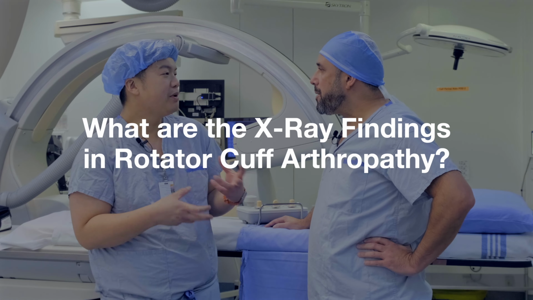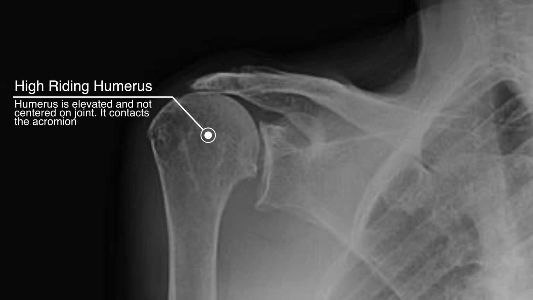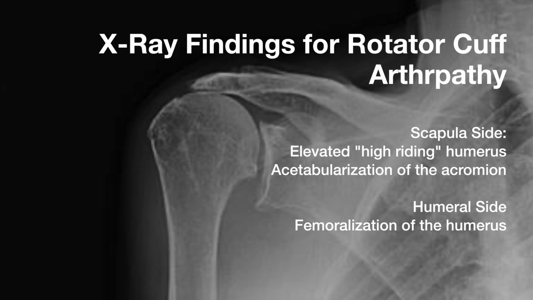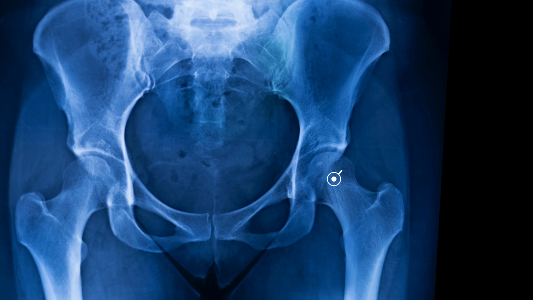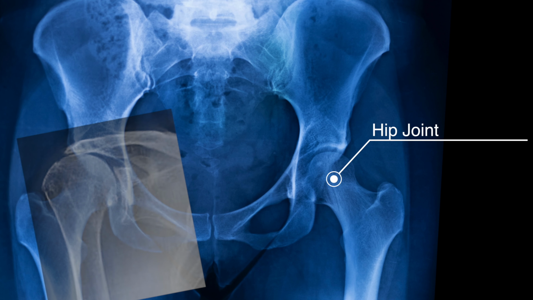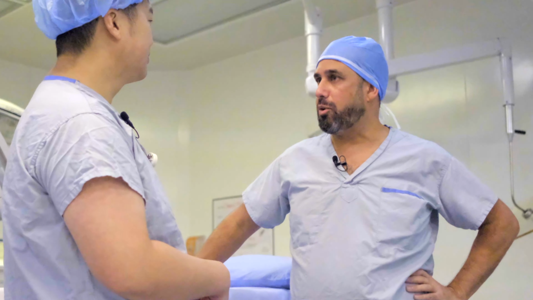So what are some other things you might find on the x-ray? You'll see the high riding of the humeral head. You'll also see changes to the acromion over time, so a descriptor called acetabularization of the acromion. Essentially what that means is that the acetabulum is the anatomy of the hip. The hip articulates with the acetabulum in the pelvis, and the acromion starts to take on that type of form, meaning the acetabulum starts to round and contour with the shape of the proximal humerus.